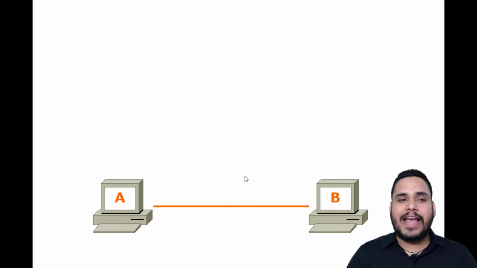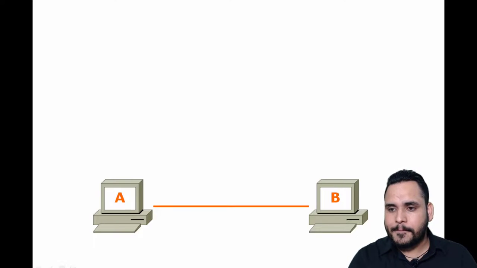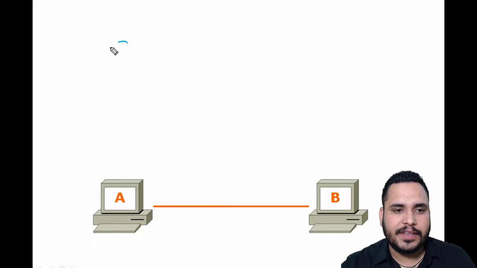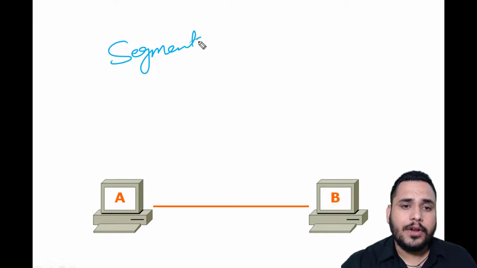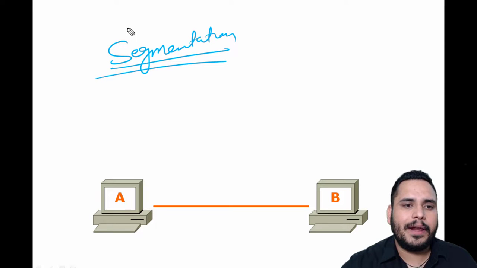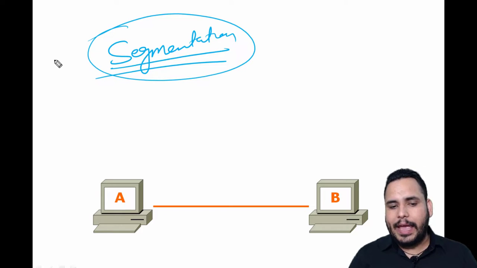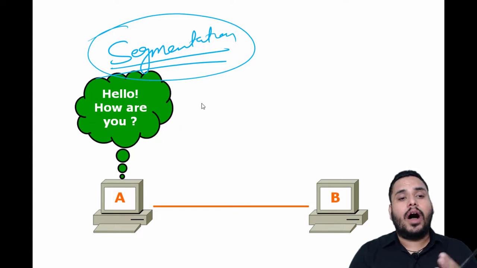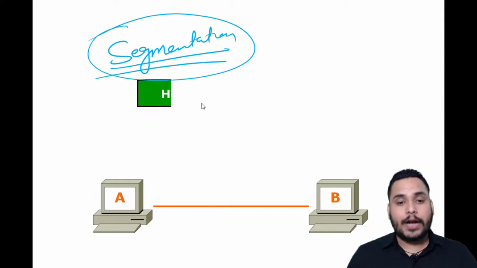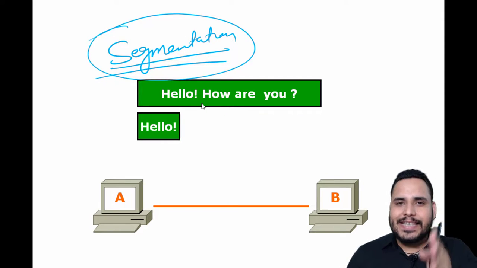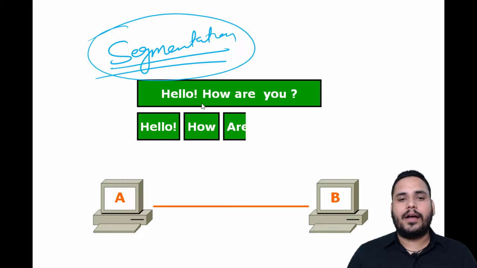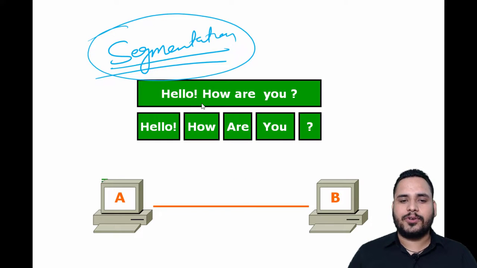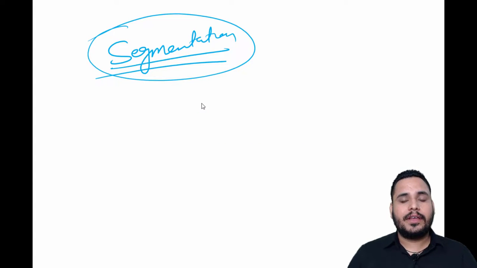Now I'm going to take an example of segmentation, because the transport layer's main work is segmentation. Now what is segmentation? For example, I am sending data from A PC to B PC. Okay, so for example, my message is hello, how are you? So when A sends data to B, then it will be in segment format. Hello, how are you, question mark. Now one message is divided into 1, 2, 3, 4, 5, five parts, and B receives that information.